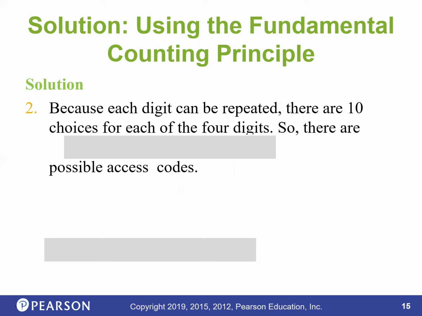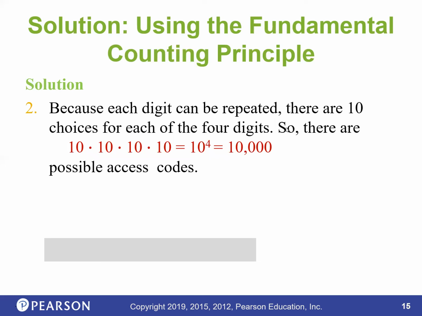So how many possible combinations for the first choice? 10. Good, I'll help you. How many different possibilities for the second choice? Still 10, right? Because I could use the number over again. Third choice? Fourth choice? What is 10 times 10 times 10 times 10? 10,000 is perfect. Oh, this is so cool.